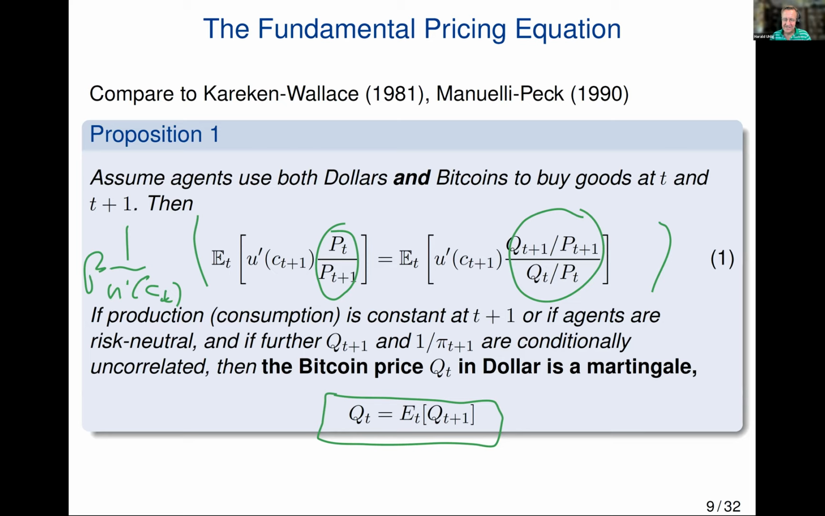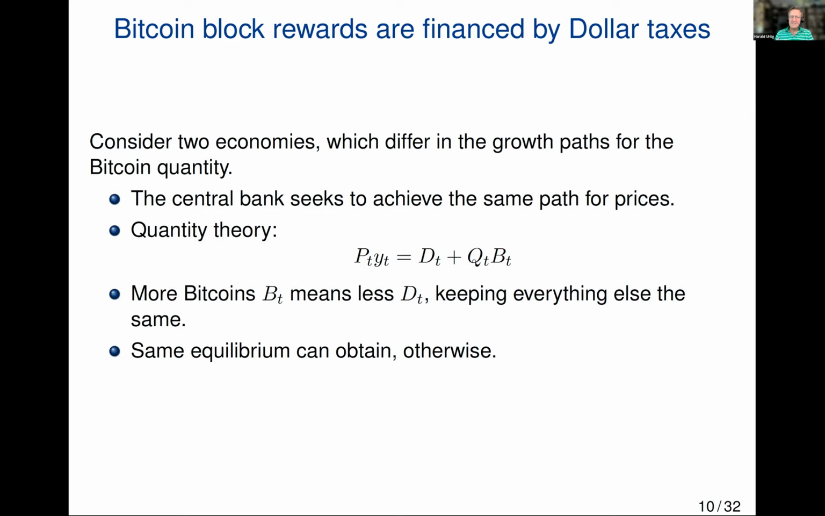So, okay. Now here's why Bitcoin rewards are actually financed by dollar taxes. In this model, what we have is a quantity theory equation. Old style, if you like, but really useful. You're just paying for all the goods, Y_T, out there, and there's going to be some price level P_T. And how do you pay for that? Because there's no speculation, you're paying with the total amount of dollars and the total amount of Bitcoins, B_T, multiplied with the price Q_T.